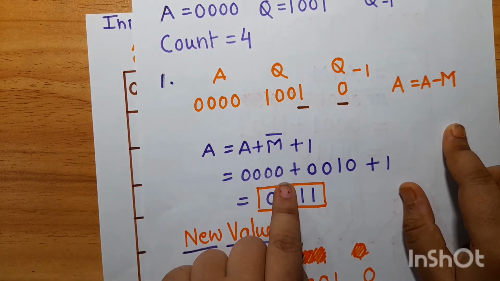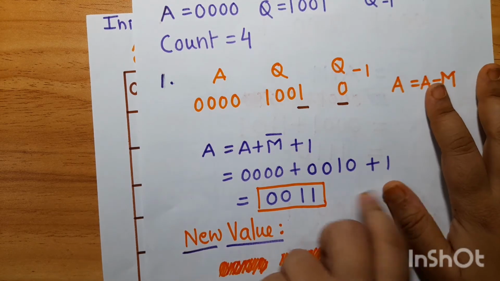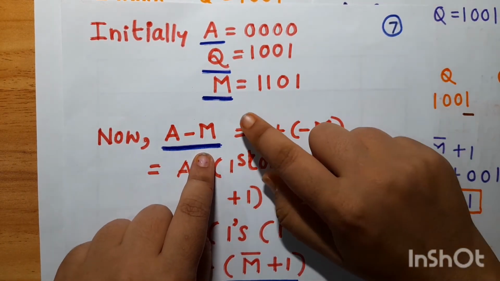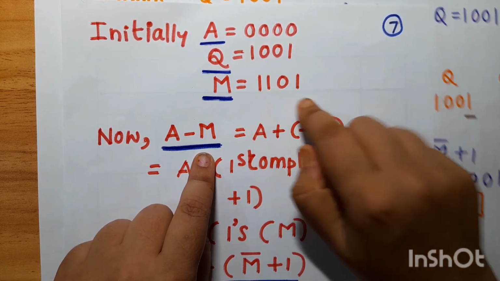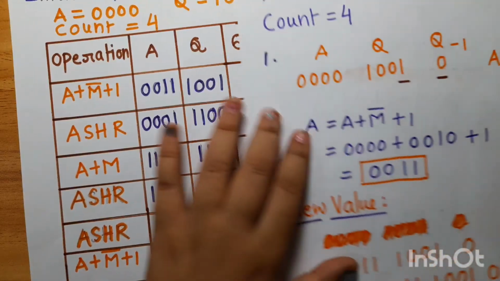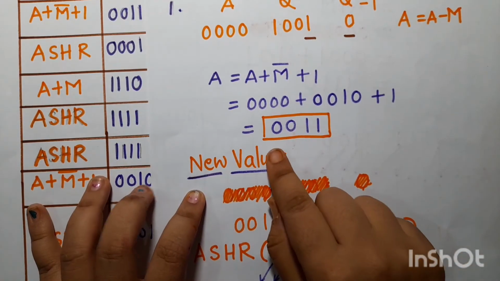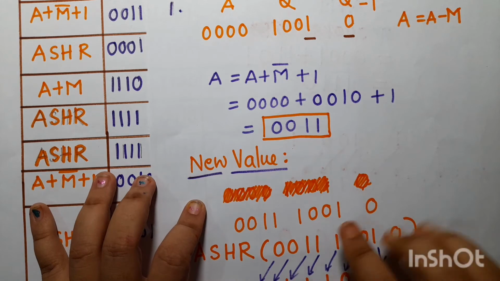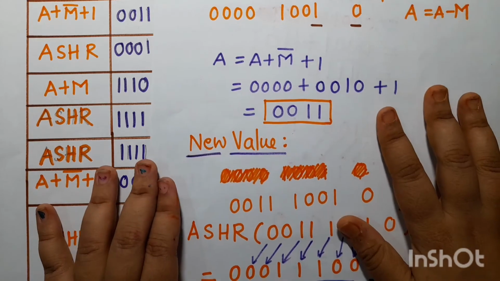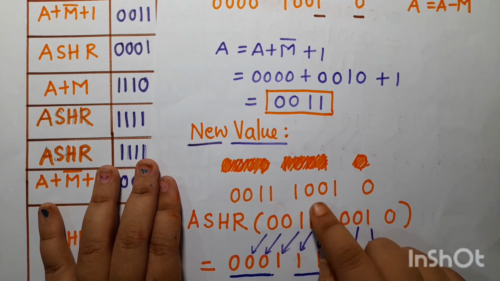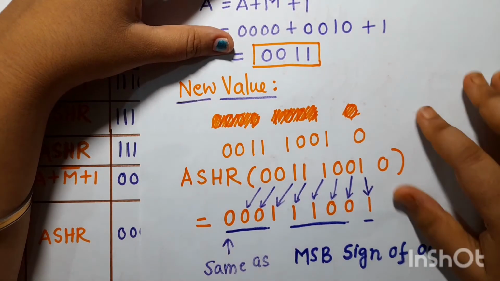So A is all zeros, plus M bar is 0010. Please note M was 1101. If I negate all the bits, it would be 0010. So M bar is equal to 0010, plus 1. If I do that, I will get the updated value of A as 0011. So the new value of A, Q and Q minus 1 would be 0011, 1001, 0. Now I am doing the arithmetic right shift.